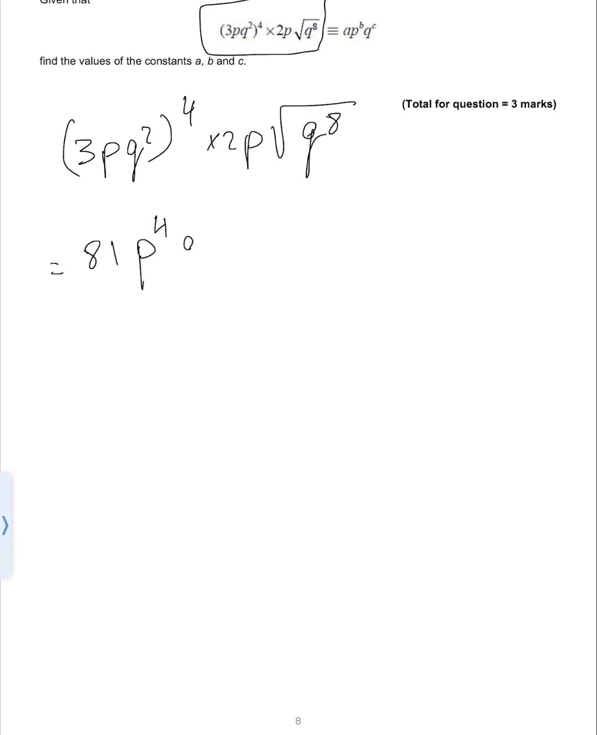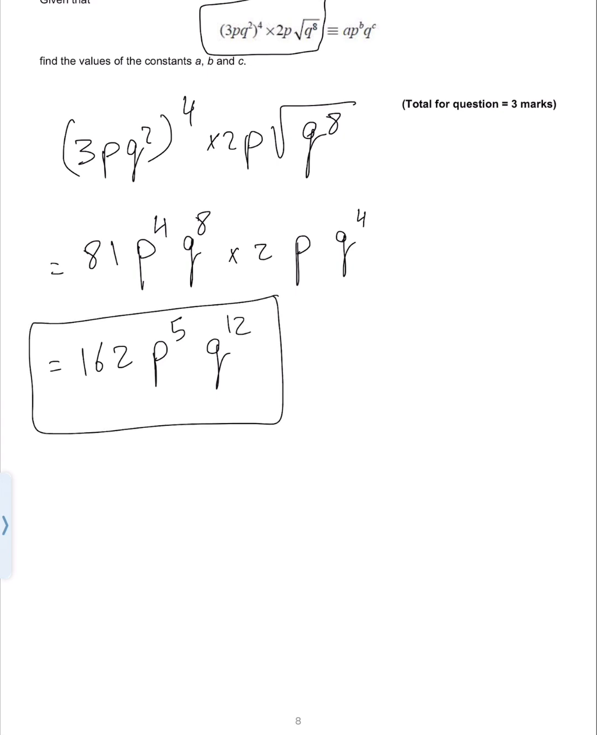p to the power 4, q squared to the power 4. Again we multiply the powers, so times 2p, and root of q to the 8 is q to the power of 4. Now 2 by 81 is 162. p to the 4 by p is p to the 5. q to the 8 by q to the 4 is q to the 12. And this is the answer.